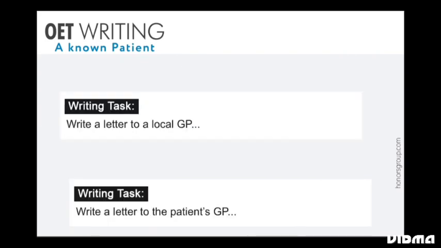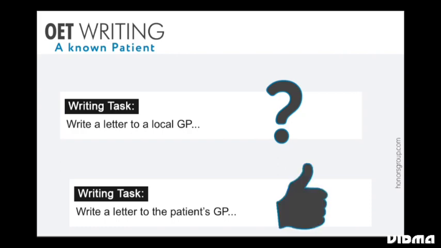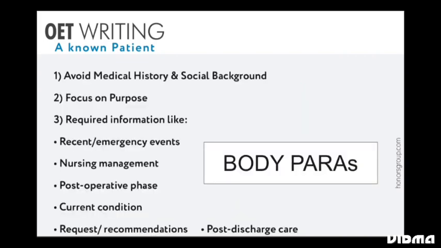Suppose in the writing task, you read, "write a letter to a local GP." This does not necessarily mean that the GP knows the patient. On the other hand, if in the writing task they give, like, "write a letter to the patient's GP," this indicates the patient is known to the reader. So in short, what I'm trying to say is, read your writing task, your case note properly, and then plan how your letter has to be. And yes, avoid medical history and social background. Focus on the purpose of the letter, and write information required for the reader.